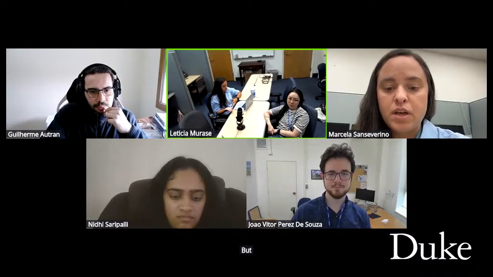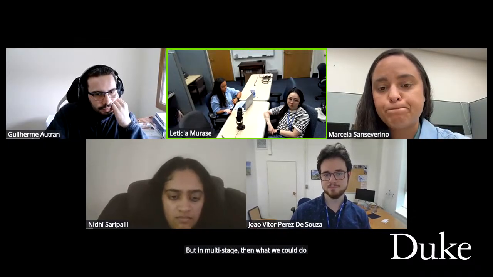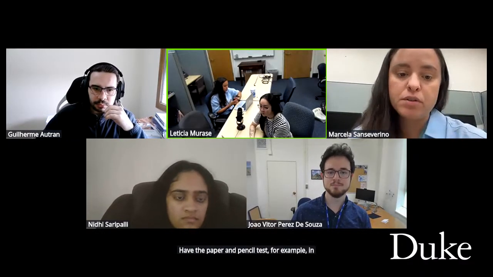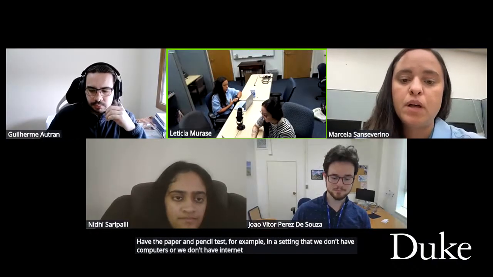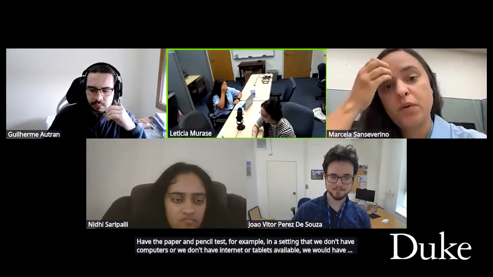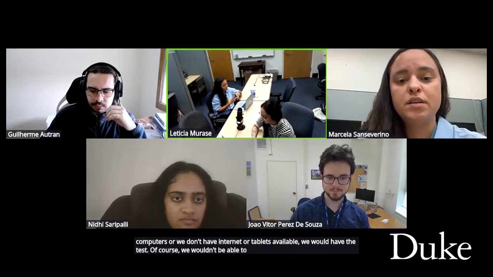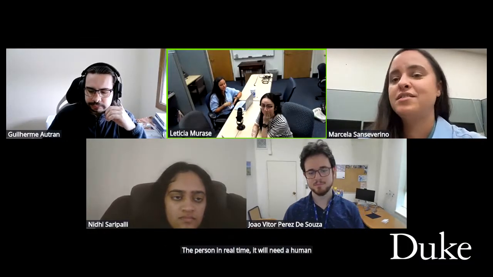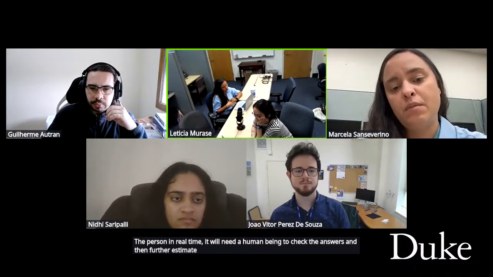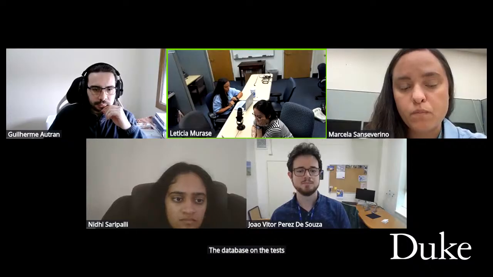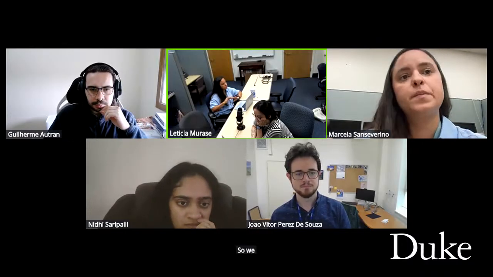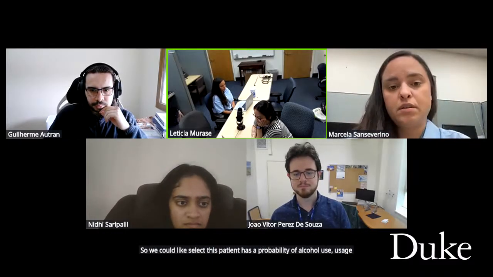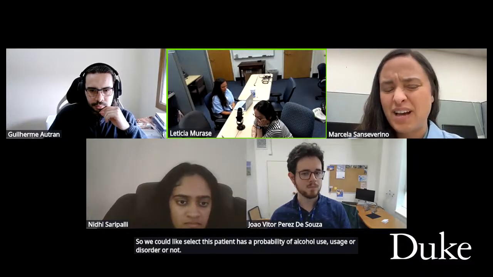But in multi-stage, what we could do is have the paper and pencil test, for example, in a setting where we don't have computers or internet or tablets available. Of course, we wouldn't be able to score the person in real time. It would need a human being to check the answers and then further estimate the data based on the test. So we could select whether this patient has a probability of alcohol usage or disorder or not. Does that make sense?